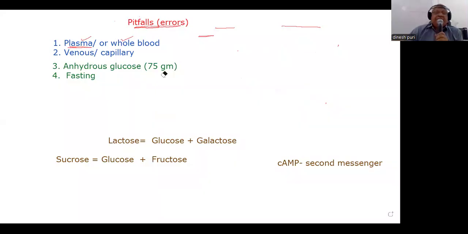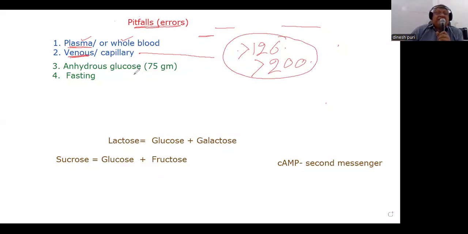Now, next point: whether we take venous or capillary glucose. These days, glucometers which use capillary blood are very common. They are very good for monitoring, no doubt. But for diagnosis, venous, always venous. So we had said diagnosis of diabetes when the fasting is more than 126 and post glucose load more than 200 milligram per deciliter. These are venous values.